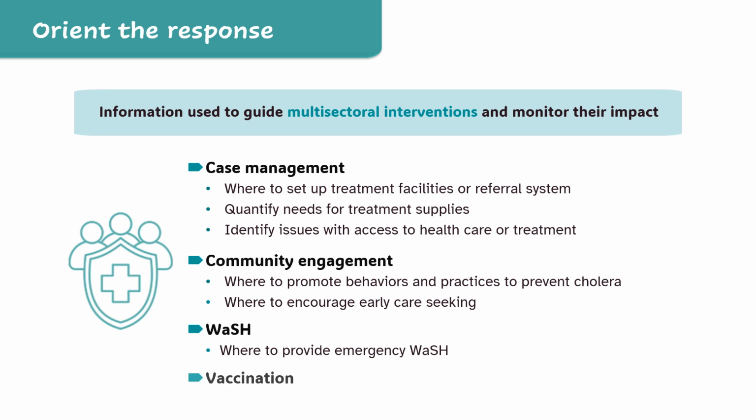Lastly, regarding the vaccination pillar, the information generated by surveillance can be used, for example, to identify geographic areas and populations to be targeted by reactive vaccination. We cannot stress enough that using surveillance data to continuously guide interventions across all pillars and to monitor the impact of these interventions are absolutely critical to successfully end a cholera outbreak.